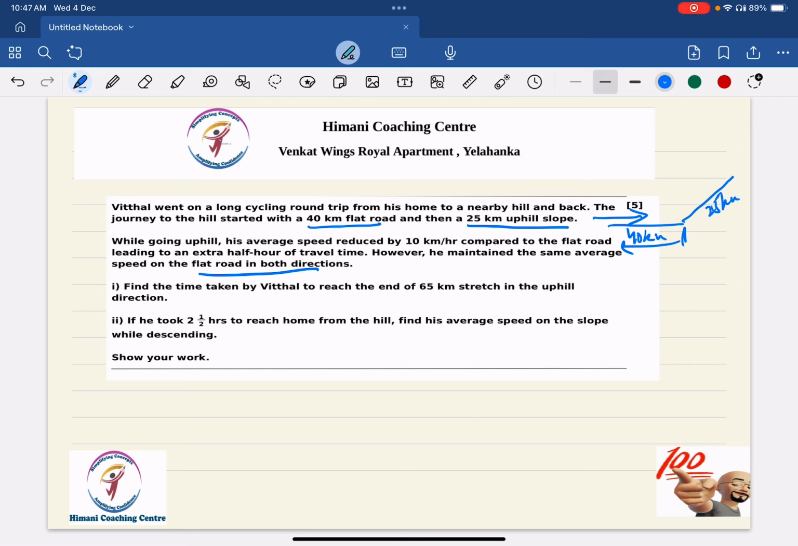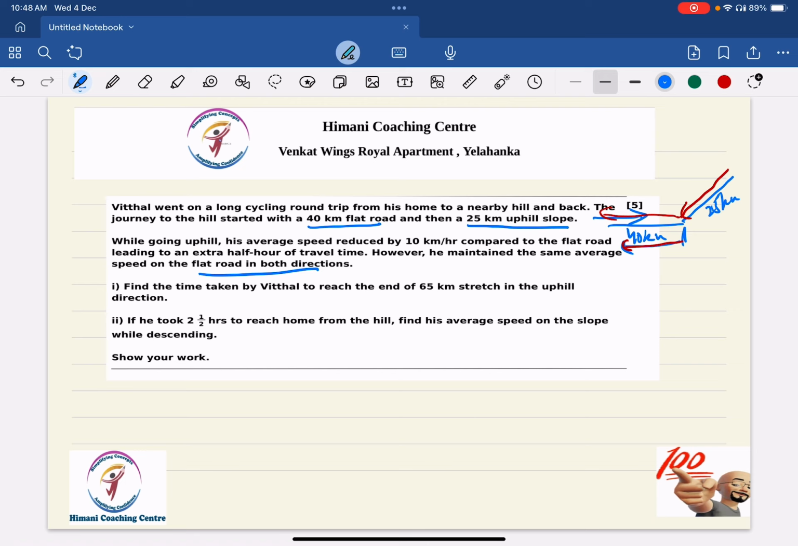Now the question asks us, find the time taken by Vittal to reach the end of the 65 kilometer stretch in the uphill direction. Then the second question is, if he took 2.5 hours to reach home from the hill, so while coming back, what will he do? He has to come back and then go this direction. We are told that the speed on flat road is the same. But what about the other speed, that we will have to see. And that is what they are asking. Find his average speed on the slope.